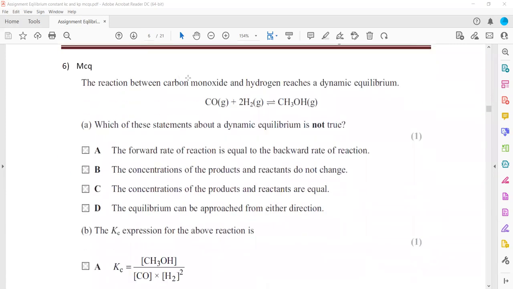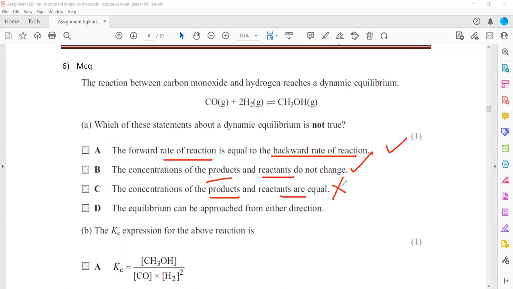In question 6, the reaction between carbon monoxide and hydrogen reaches a dynamic equilibrium. Dynamic equilibrium means the rate of the forward reaction is equal to the rate of the backward reaction and there is no change in the concentration. So which statement about a dynamic equilibrium is not true? The forward rate is equal to the backward rate, that's true. The concentrations of the product and reactant do not change, that's also true. The concentrations of product and reactant are equal, that is wrong.